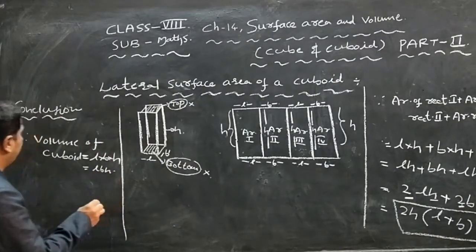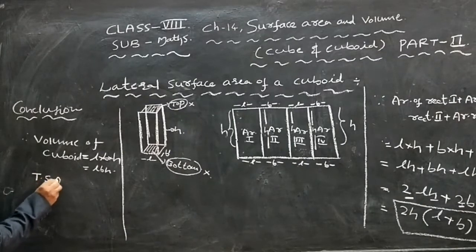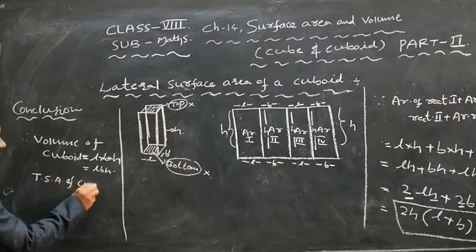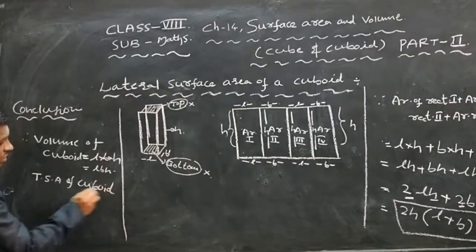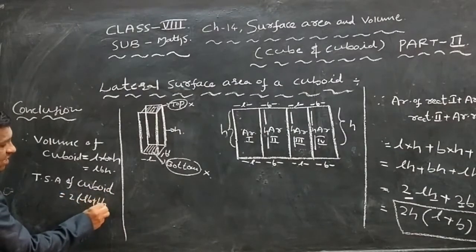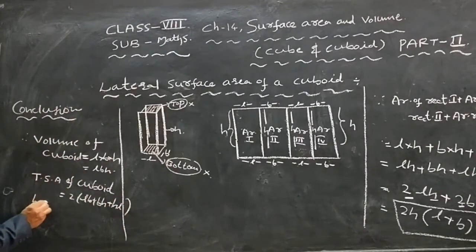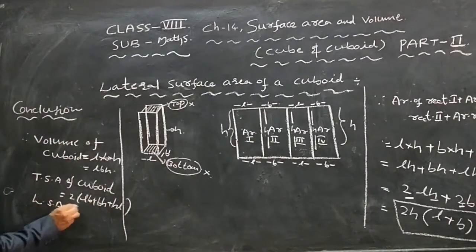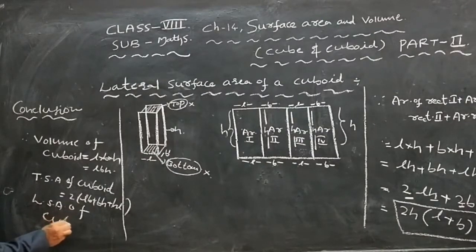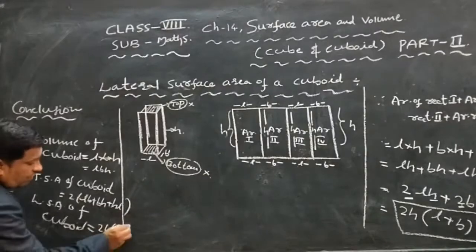Next, the total surface area of a cuboid is equal to 2 bracket of LB plus BH plus HL. Lastly, the lateral surface area of a cuboid is equal to 2H bracket of L plus B.